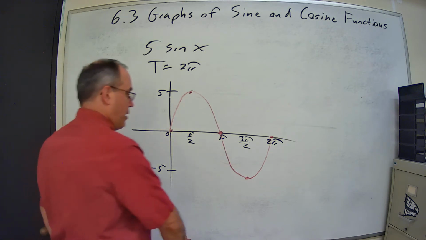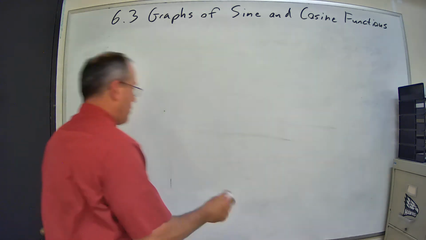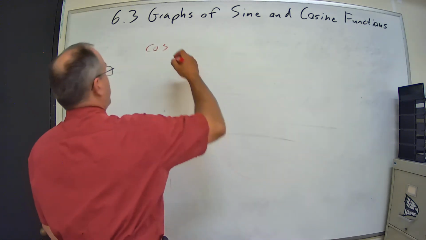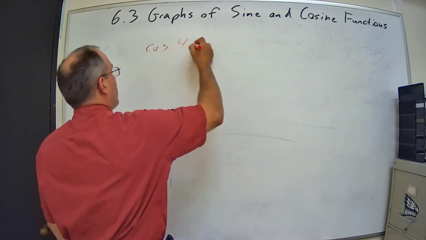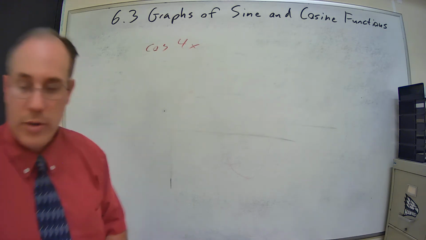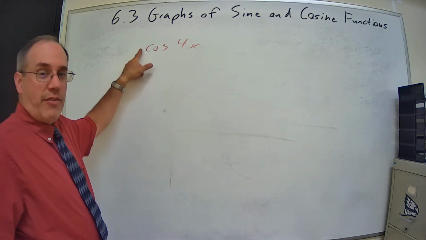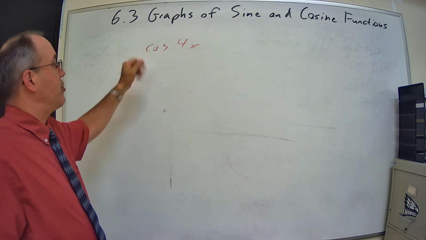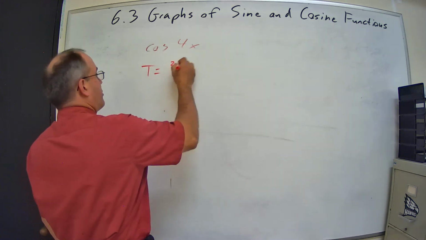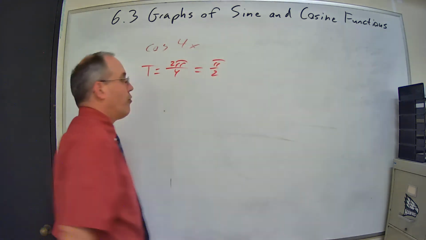Well, let's make it more complicated. Cosine 4x. So cosine 4x, no amplitude. Don't like this marker, gonna get rid of it. There we go. So there is no a in front, so it's just gonna go from negative 1 to positive 1, so we're good there. 4x, so we have b is 4, so our period is equal to 2 pi divided by 4, which is equal to pi over 2.